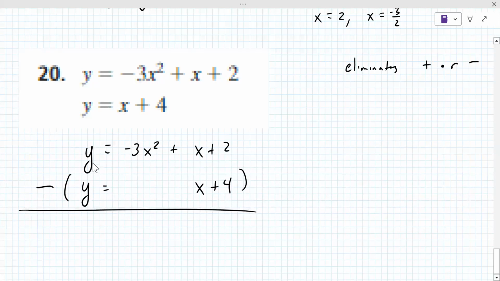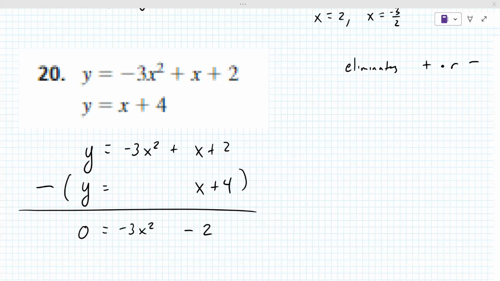Okay, so y minus y is 0. We've got 0 there. Bring down the minus 3x squared. x minus x is 0. 2 minus 4 is minus 2. Is that okay? Yeah. All right. Add 2, divide by -3, and you realize you cannot take a square root of minus 2/3. Let me check this. Yeah, and that's sort of bothersome.